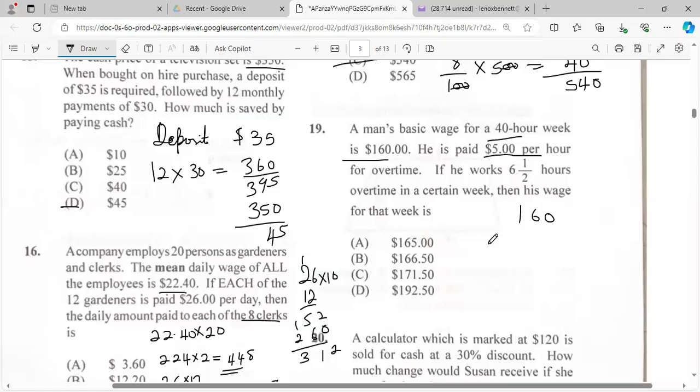If he's paid $5 per hour and he works 6.5 hours, all we have to do is multiply 6.5 by the 5. So that's the rate, and that's the time. 5 times 5 is 25. 5 times 6 is 30, and that's 32.5. So we add the 160 to 32.5, that's definitely $192.50.